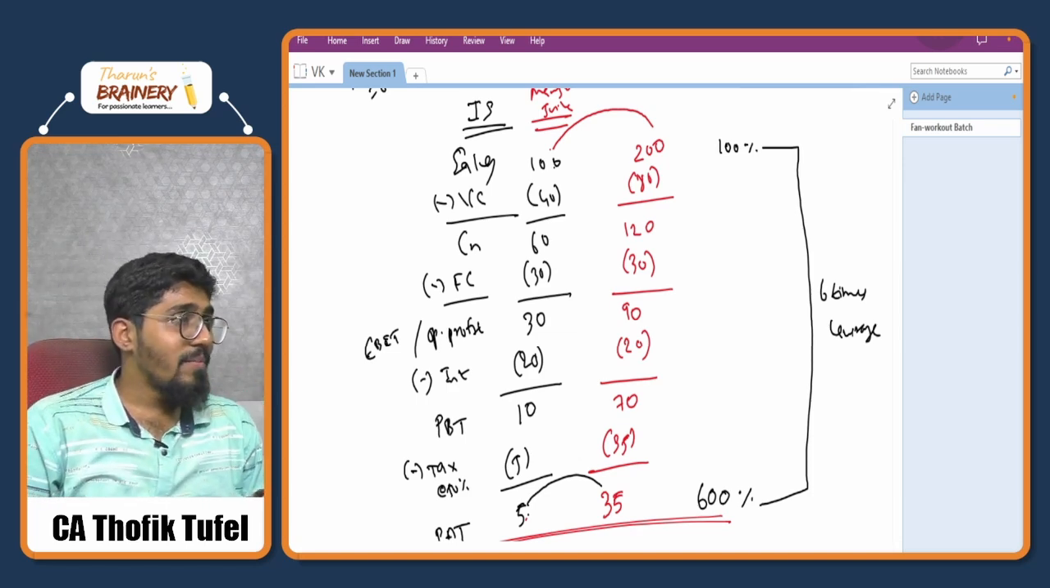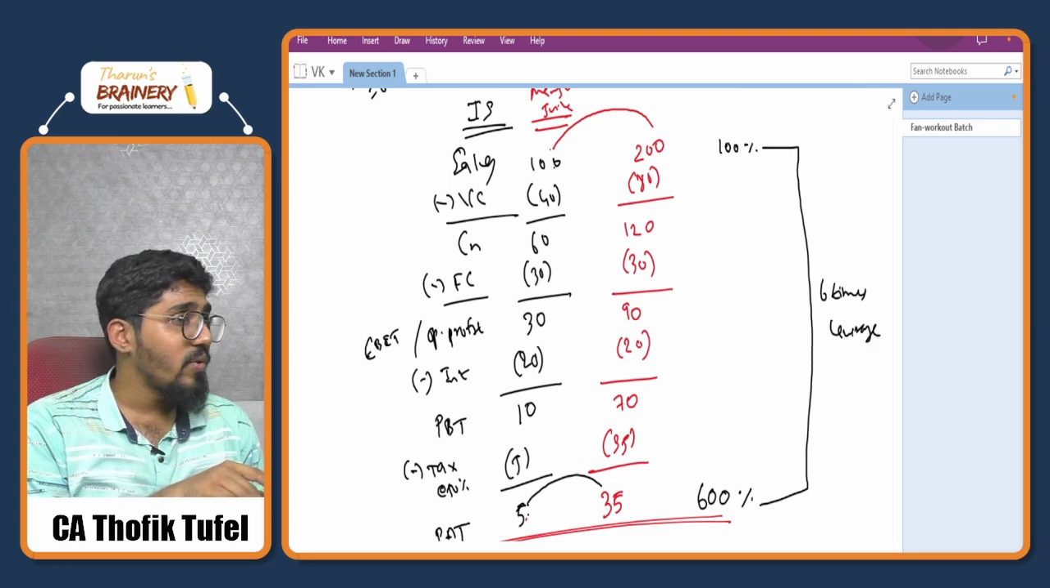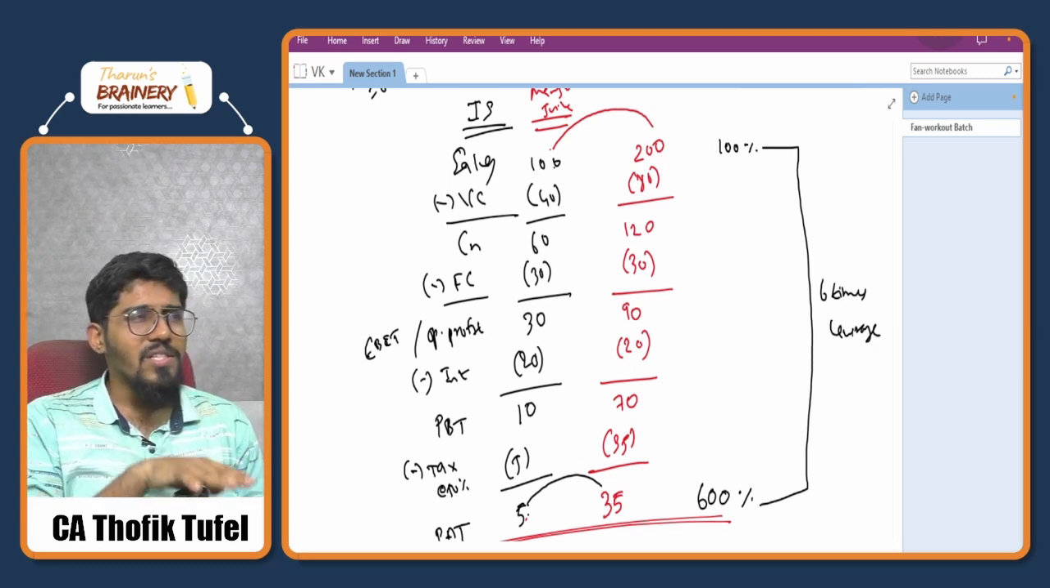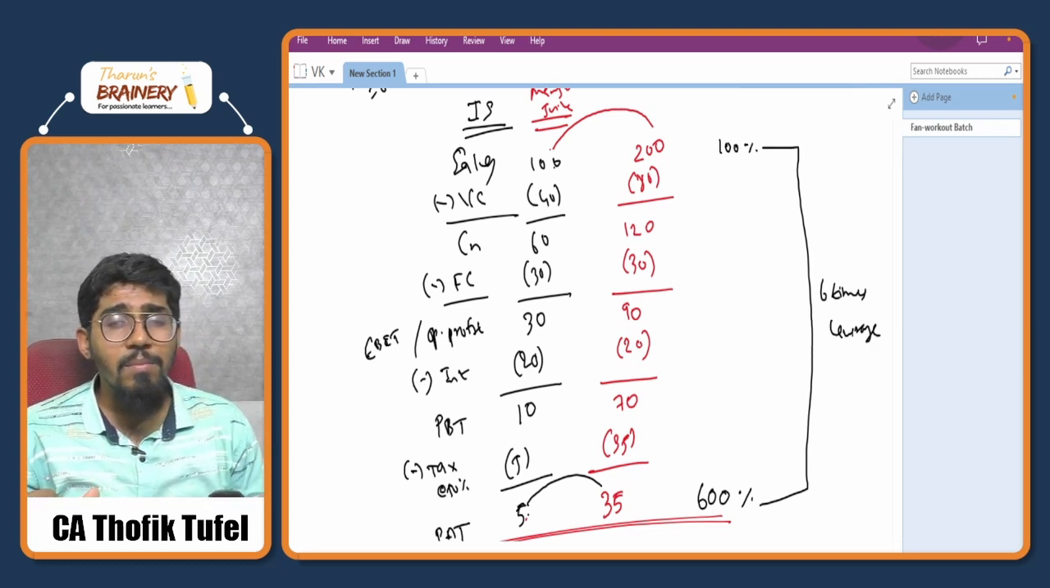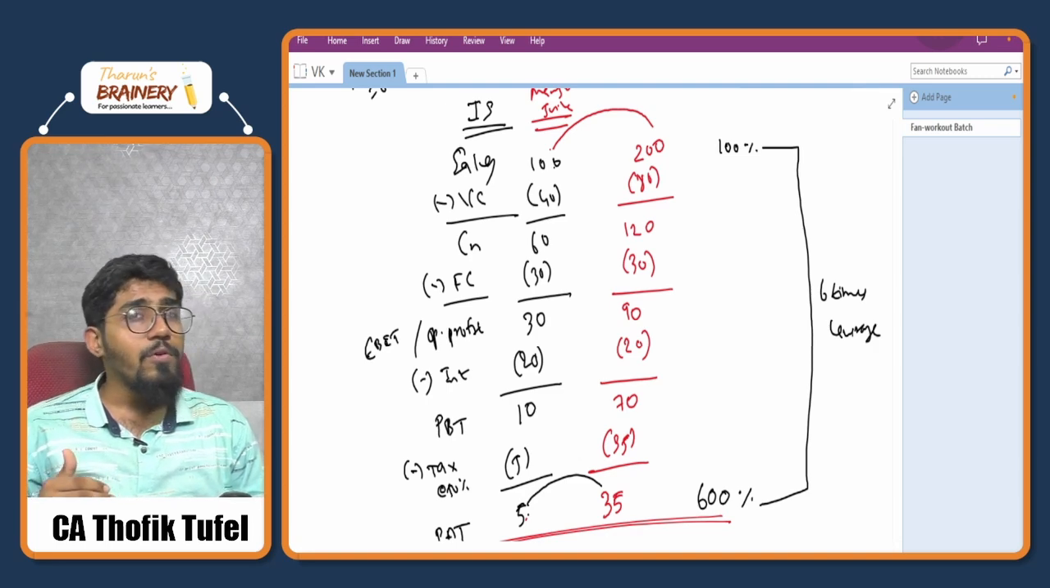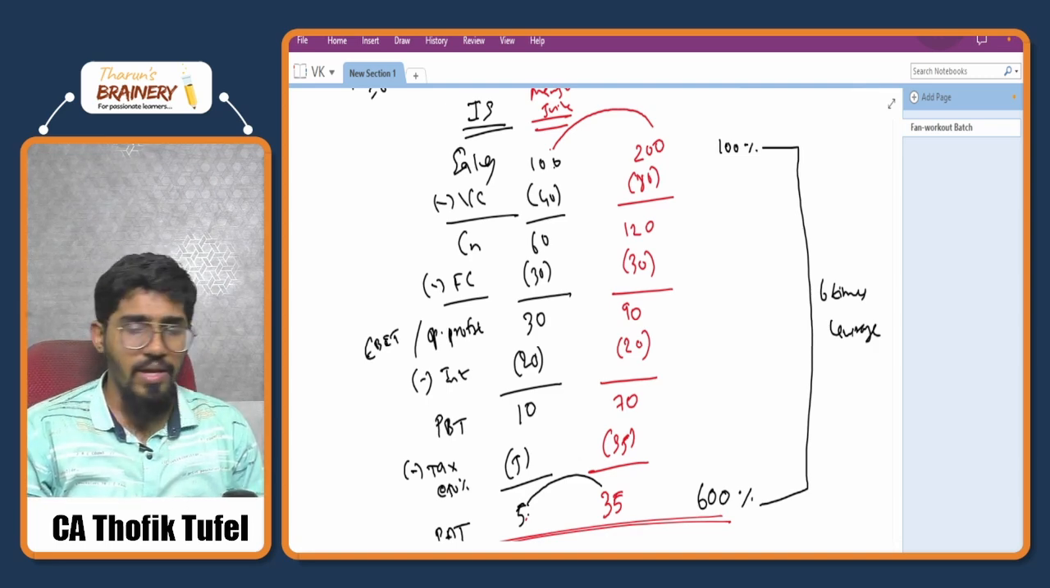Okay, so I'm just giving you an introduction to leverage. Till now we have not entered, just a concept clarity. If you get this concept clarity, you will be able to move ahead.